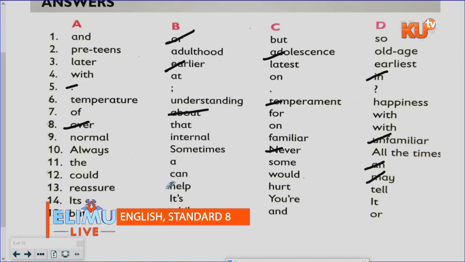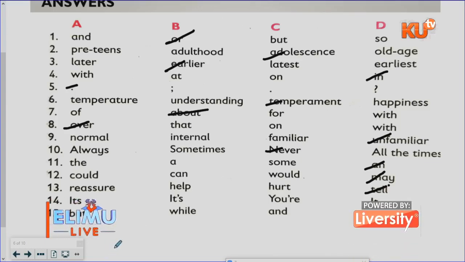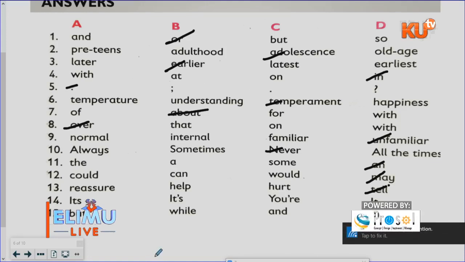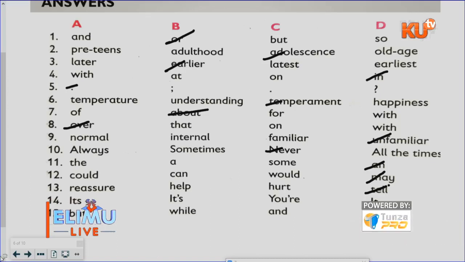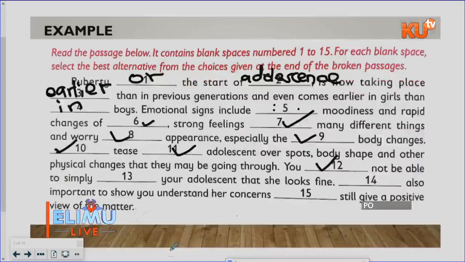Reassure your adolescent, help your adolescent, hurt your adolescent, tell your adolescent. It is simply tell your adolescent. Reassure is a distractor, but what makes us rule it out is that when you reassure, you have already assured. So you are redoing what you have already done, and we have not seen that before. So it is simply tell your adolescent that she looks fine.